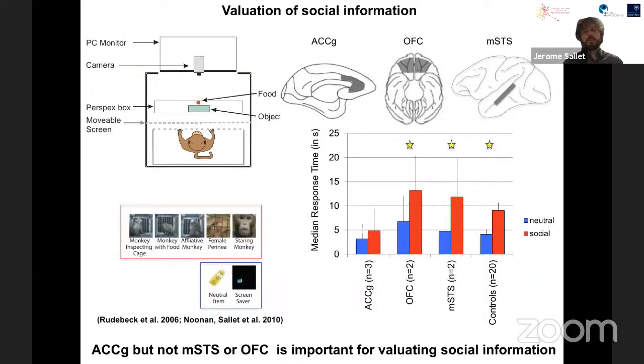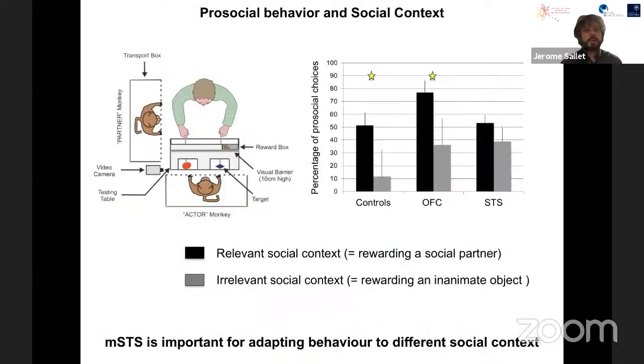So here we are able to dissociate the contribution of the mid-STS to the ACC, but we still don't know what the mid-STS is important for. So we asked our subject to perform a second task, a two-choice task, in which they could choose between the blue target that will reward themselves or the red target that will reward themselves as well. But a second reward will then be given to the monkey partner that is in the transport box next to him.